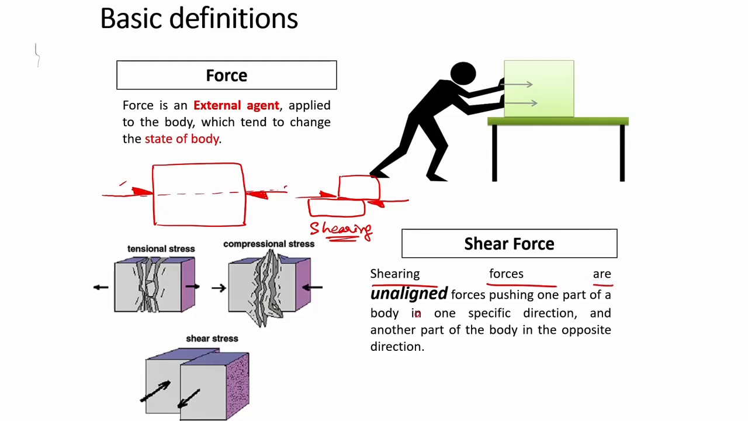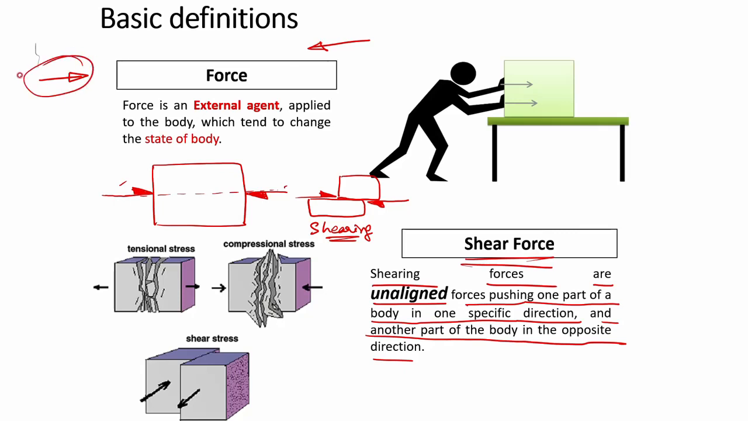Shearing forces are unaligned forces pushing one part of the body in a specific direction and the other part of the body in the opposite direction. That is called the shear force. Okay. Whenever I say force, it means just one arrow mark, on that side or this side. When I want to explain shear force, I have to take two arrow marks, one like this and one like this, or otherwise one like this and one like this. Two arrow marks together show the meaning of shear force.